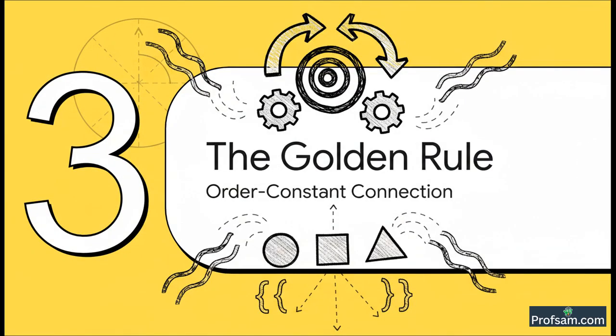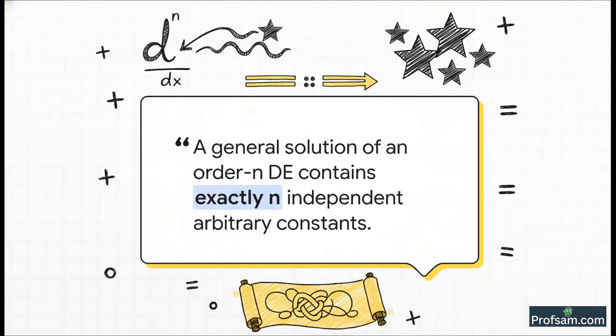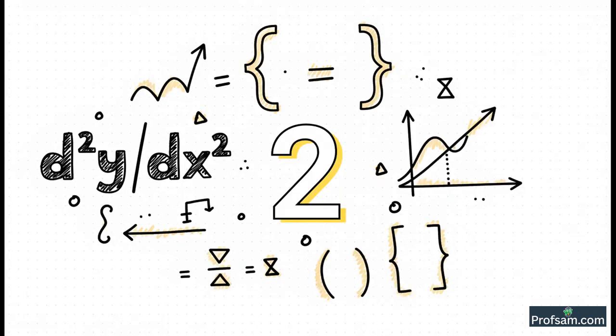Now, I'm going to share a simple but super powerful rule that connects all of this. I like to call it the order constant connection. And seriously, if you remember this one thing, you'll avoid so many common mistakes. Here it is. A general solution of a differential equation with order n will have exactly n independent arbitrary constants. It's a direct one-to-one match. Just remember this golden rule. Let's see it in action.